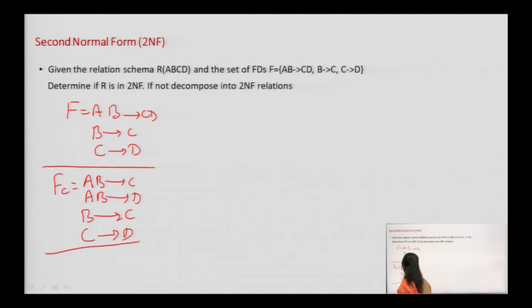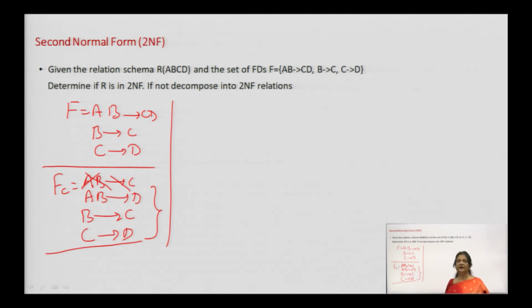Let us look for extraneous attributes. If I remove A from here, B to C still exists. So, A is extraneous, we are done with this. We are left with F C is equal to A B to D, B to C and C to D. So, now we have this as the canonical cover. There are no extraneous functional dependencies, hence this is the canonical cover.